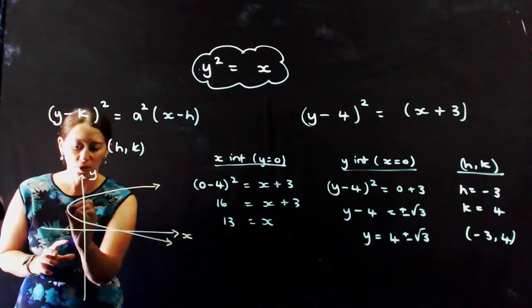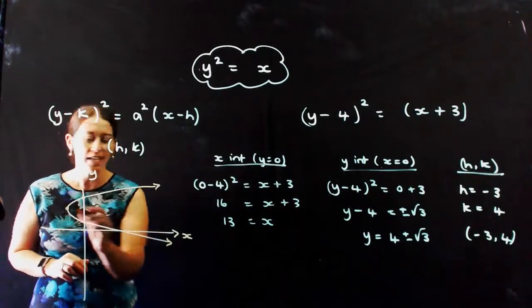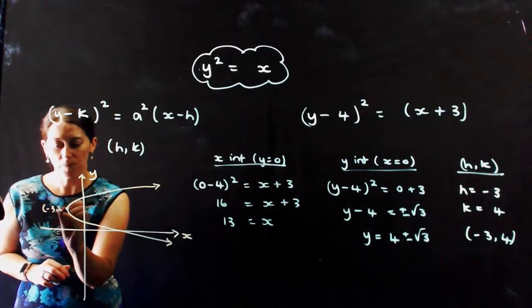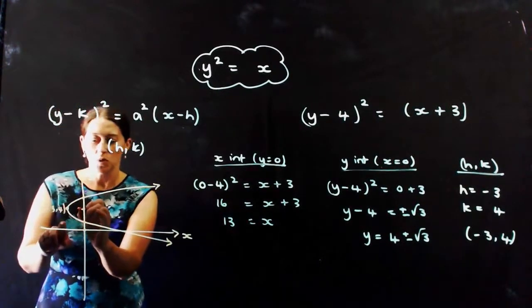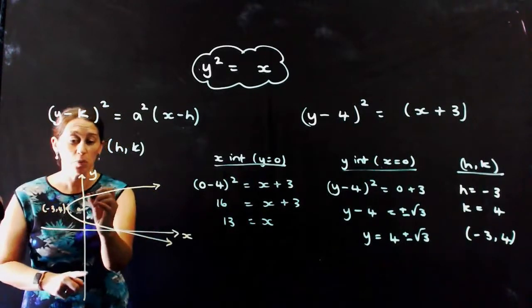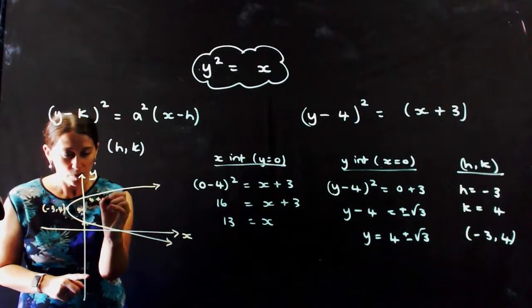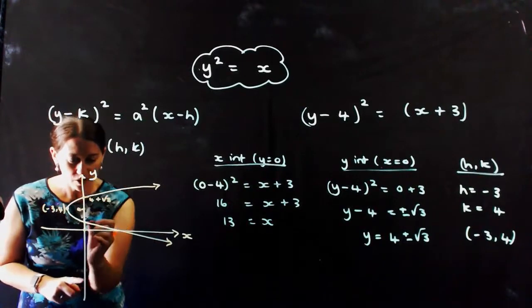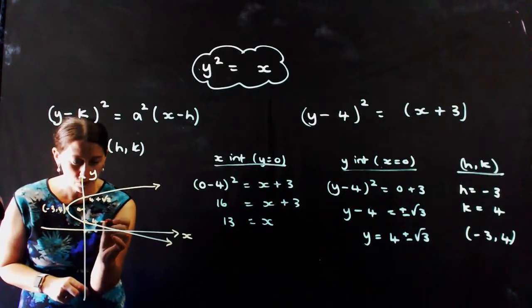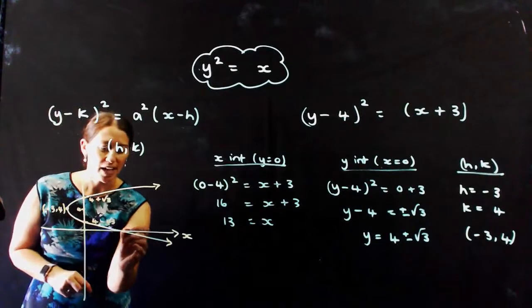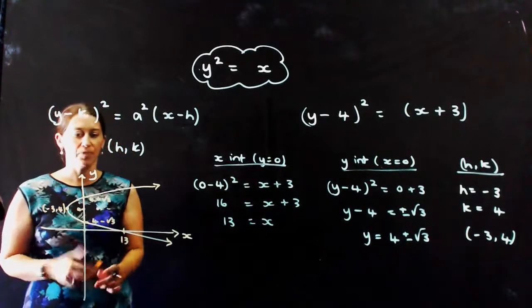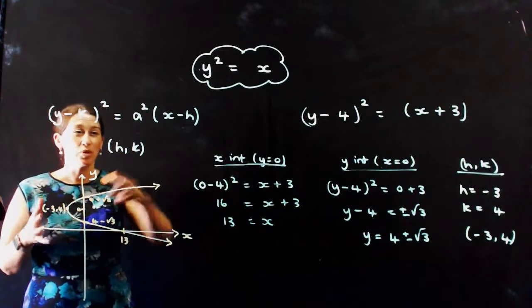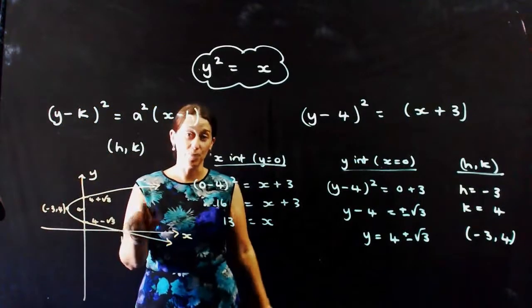Now let's put the points on here. The turning point is at -3, 4. So here's 4. Our first y-intercept is at 4 plus root 3, and our second y-intercept is at 4 minus root 3. And then this x-intercept is at 13. Now usually you'd put a title, that this is the equation of the graph.